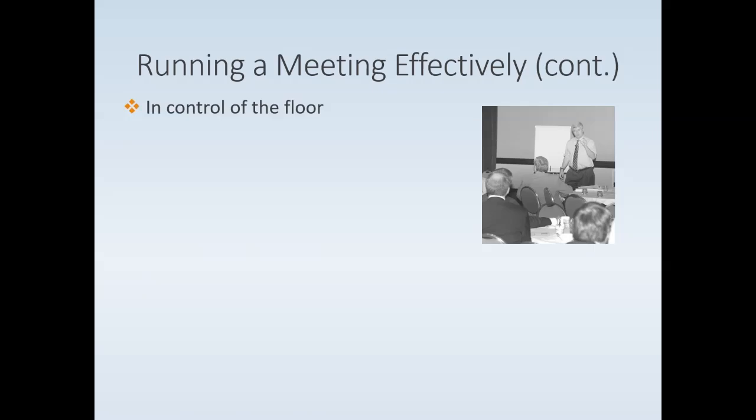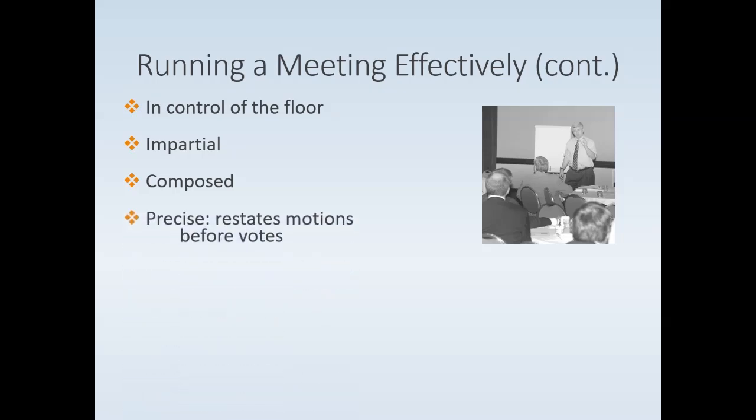This slide continues our discussion from the former slide, that is, how to run a meeting. The chair needs to be able to control the floor. That is, the chairperson is responsible to be sure that only one person is speaking at a time on one subject at a time. Then the chair is to be impartial. The chair should be composed. That means that the chair is to have his feelings and expressions under control. In other words, he needs to be calm. Be precise. Be able to restate a motion before the vote is taken.